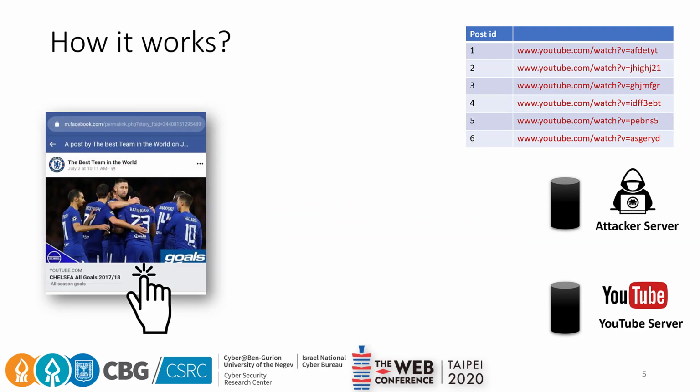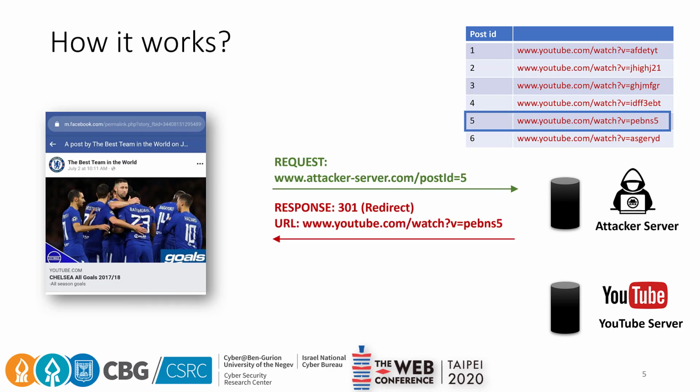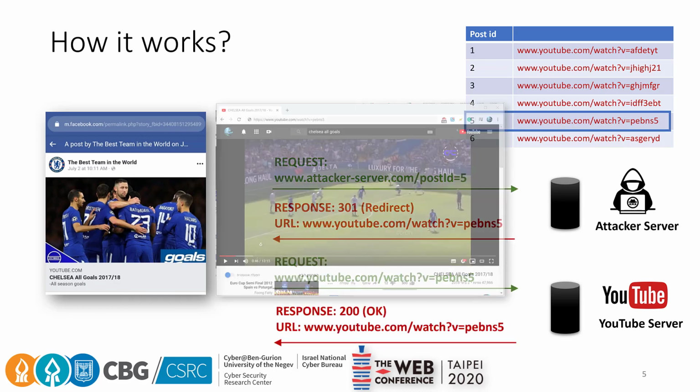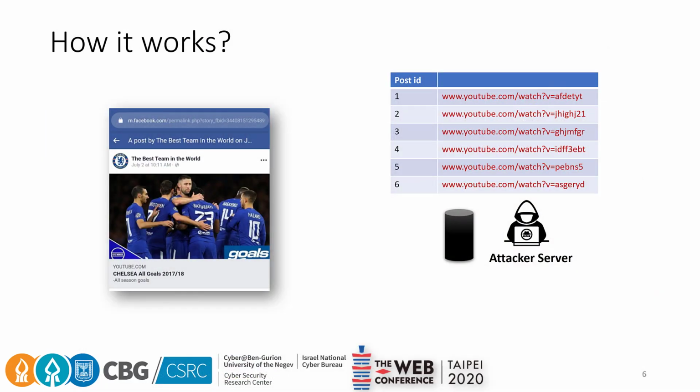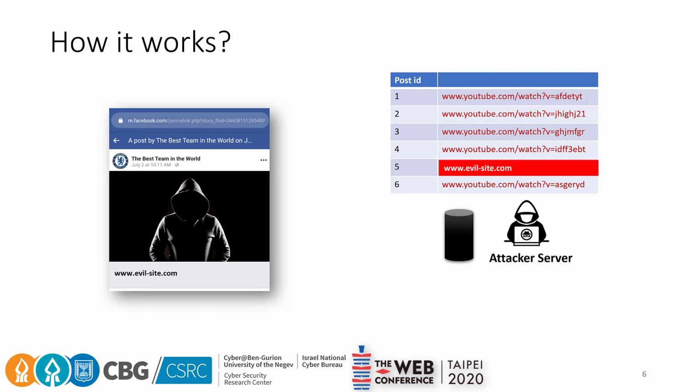Users who click the link placed in the post will be redirected to the attacker's server, and the server will redirect them to the relevant link according to the pre-mapped link. Once the attacker decides to change the content of his posts, he will update the mapping stored in his server. Then, the attacker will update the link preview and users will not be able to recognize that the post has been edited or changed.